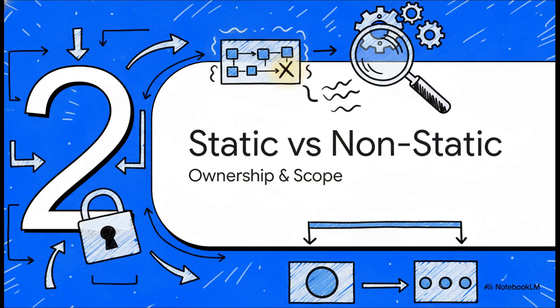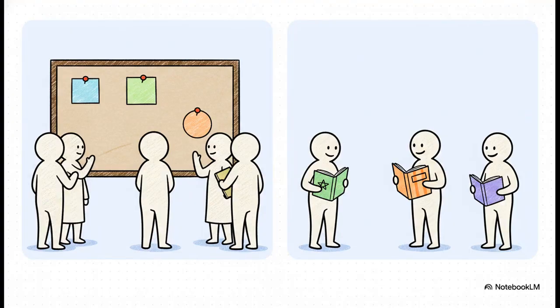Static versus non-static defined. To prevent that nasty bug, we really need to understand ownership and scope. A static member operates at the class level. This means there is only one shared copy and it belongs to the class itself, not to any specific object. Think of static as a communal bulletin board for a whole classroom. If someone changes the message on that board, well, everyone in the room sees the new message. Meanwhile, non-static, which is also known as instance level, means there is one distinct copy per object, and it belongs completely to that individual object. Think of non-static like a personal diary. Every student gets their own blank diary, and what one student writes in theirs doesn't magically appear in anyone else's.